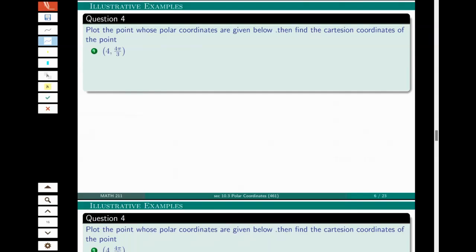Plot the points below and find the Cartesian coordinates of the point. Now, question number 4.